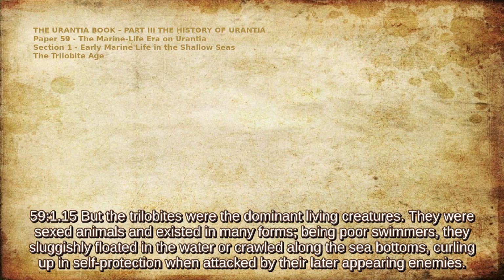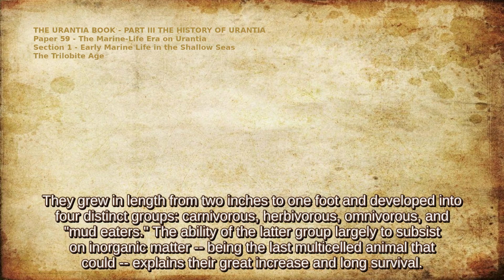But the trilobites were the dominant living creatures. They were sexed animals and existed in many forms. Being poor swimmers, they sluggishly floated in the water or crawled along the sea bottoms, curling up in self-protection when attacked by their later appearing enemies. They grew in length from 2 inches to 1 foot, and developed into 4 distinct groups: carnivorous, herbivorous, omnivorous, and mud-eaters. The ability of the latter group largely to subsist on inorganic matter, being the last multicelled animal that could, explains their great increase and long survival.